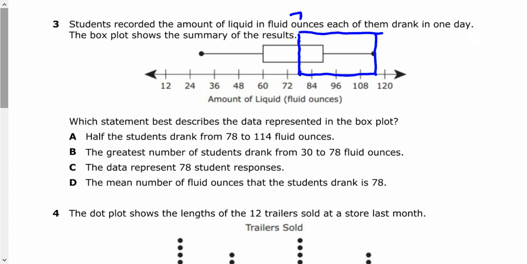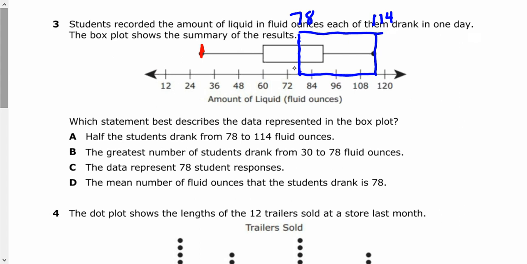And I want to know, does this look about from 78 to 114? Well, I can see it's somewhere between 72 and 84, so it is realistic that it'd be about 78. And I can see this is from 108 to 120, so it seems realistic that would be 114. But I'm going to keep reading. The greatest number of students drank from 30 to 78 fluid ounces. So here would be about 30, and 78 would go here, and it wants to know if that would be the greatest number of students.